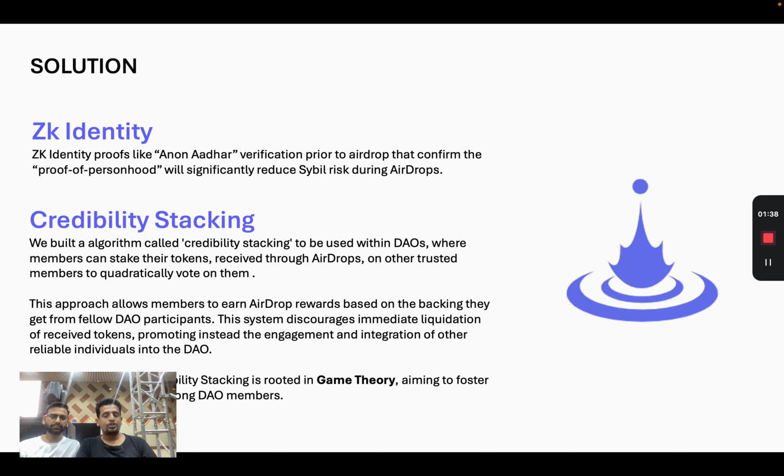Once they receive this airdrop, we built an algorithm called credibility staking. For example, you got 100 DAO tokens in the airdrop. You use these DAO tokens to stake and vote on another address in the DAO. Essentially, you use these tokens to make a stake and refer an address, and that brings them credibility. Say you have 100 tokens airdropped to you. You use these 100 tokens as a stake and vote on somebody else. It's quadratic, so they get the root of 100, which is 10 credibility points.